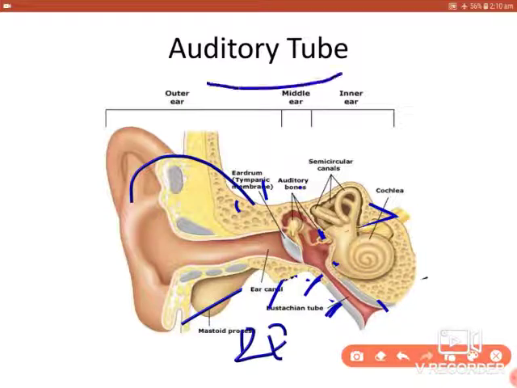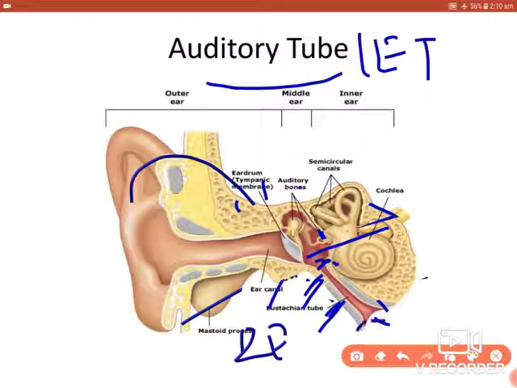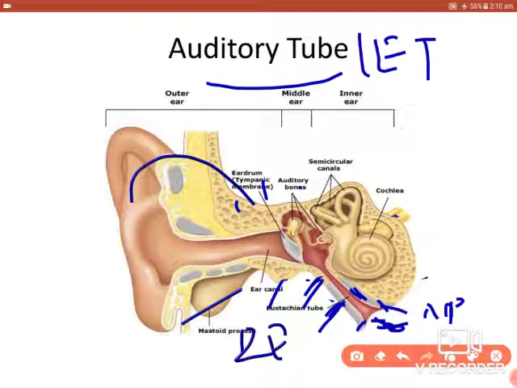So this auditory tube or eustachian tube or the pharyngotympanic tube is an osseo-cartilaginous channel which connects the anterior wall of the tympanic cavity or middle ear with the lateral wall of the nasopharynx. So here the auditory tube communicates the middle ear with the nasopharynx. Then the function of the auditory tube, it maintains an equilibrium of air pressure on either side of the tympanic membrane, that is the exterior with the interior.